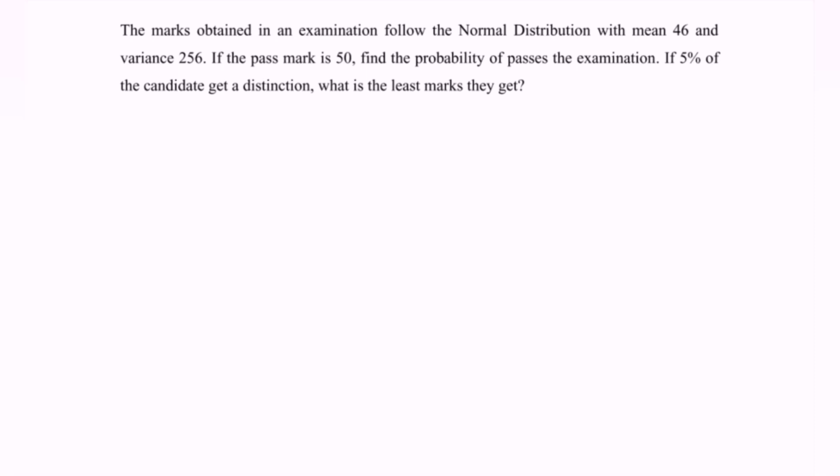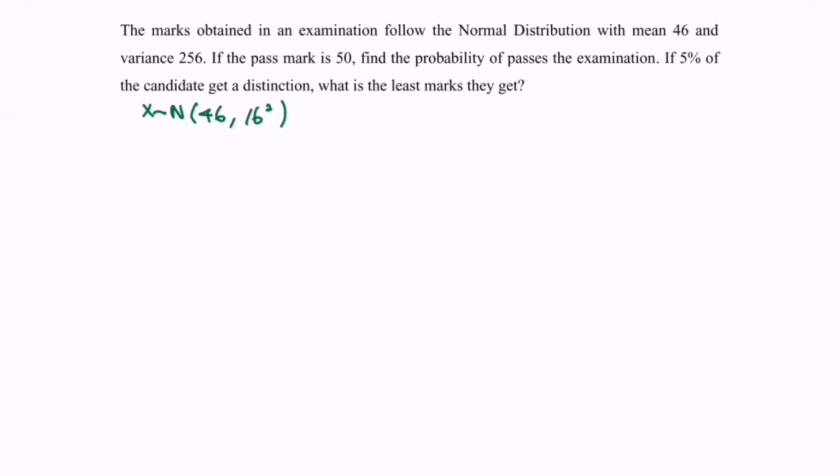In this video, I'm going to discuss the example for special probability distribution. The mark obtained in an examination follow the normal distribution with the mean 46 and the variance 256. So my suggestion is to express the variance as standard deviation squared, where we will have 16 squared. If the pass mark is 50, find the probabilities that a candidate passes the examination.